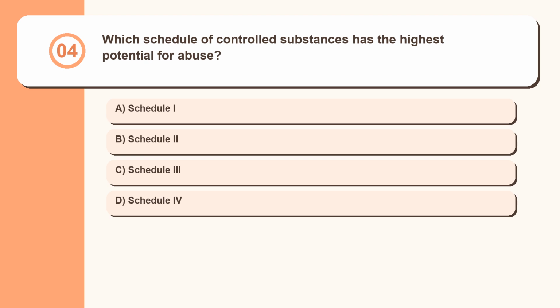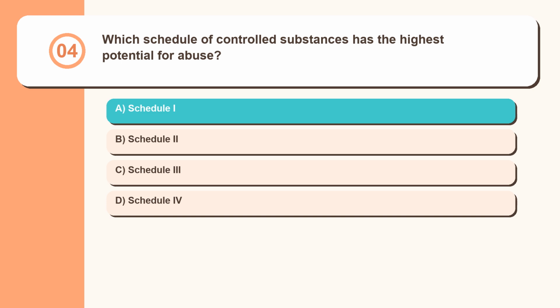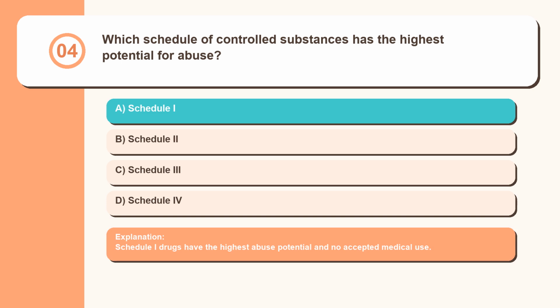Question 4. Which schedule of controlled substances has the highest potential for abuse? Schedule I, Schedule II, Schedule III, Schedule IV. Schedule I drugs have the highest abuse potential and no accepted medical use.